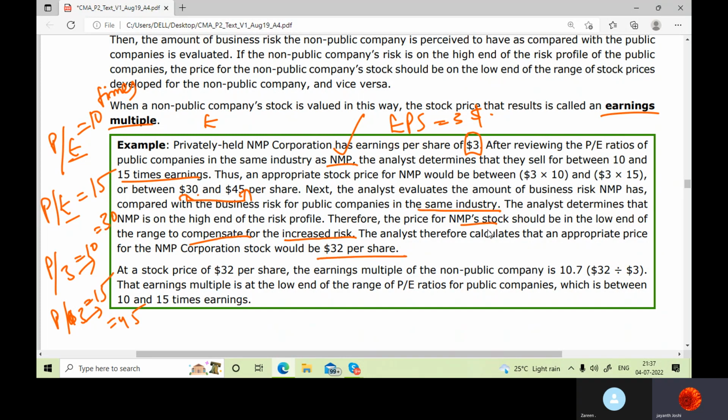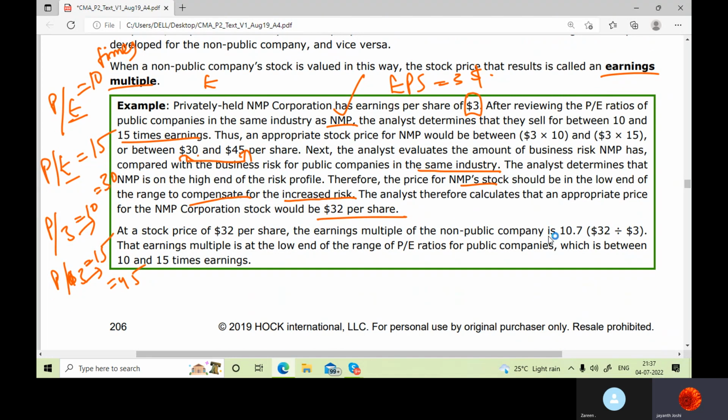So they have calculated. We need not worry about this. They did this themselves because we don't have the data regarding what risk they have and how much that is, the percentage. Now what we shall do is, at a stock price of 32, find the earnings multiple of the company. So we'll try to find out the earnings multiple. So 32 by 3. This is the market price right now, and this is the EPS. So your P/E ratio is 10.7 times.